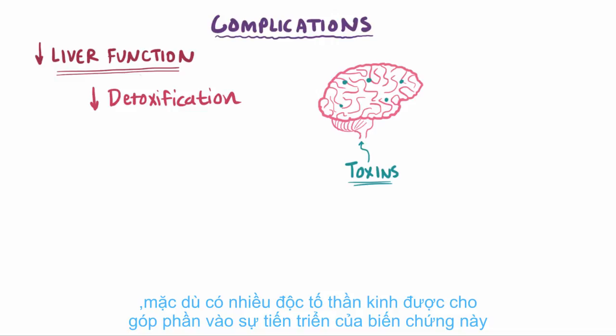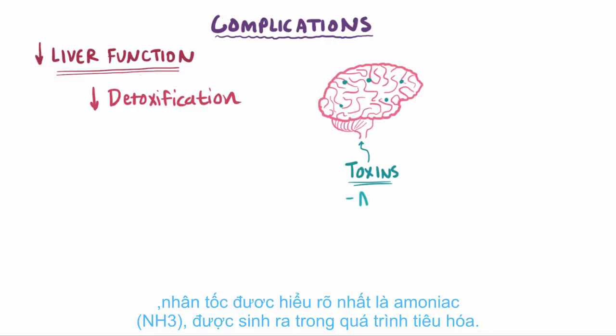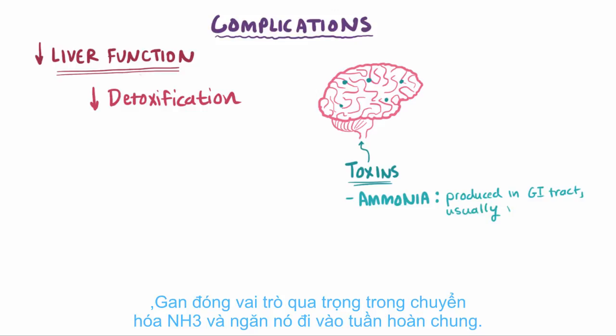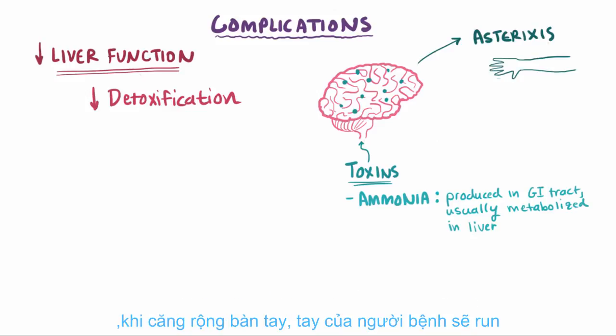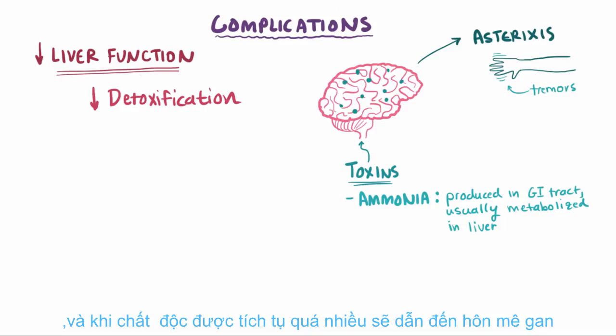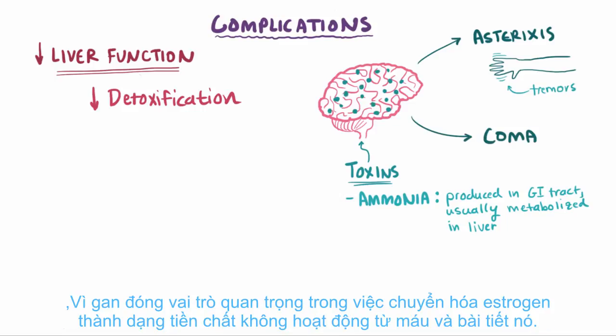Although there are several neurotoxins that are thought to contribute to the development of these mental changes, the best understood factor is ammonia in the blood, which is produced mainly in the gastrointestinal tract. Usually the liver plays a huge role in removing ammonia and stopping it from going into the systemic circulation. As the liver becomes more damaged, these and other toxins get into the brain, and patients might develop asterixis, where they have tremoring or jerky hands when outstretched. And as even more toxins build up, eventually patients can progress to a coma.